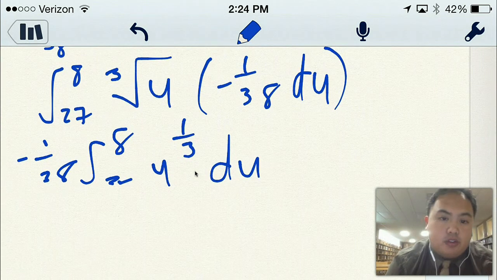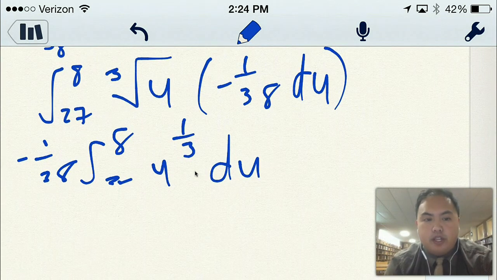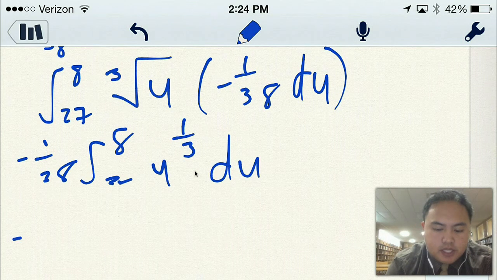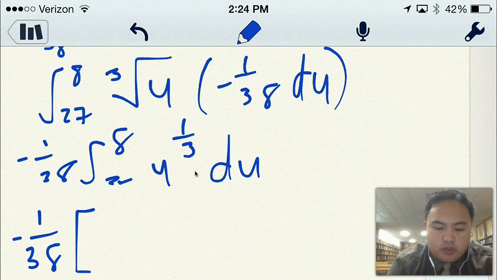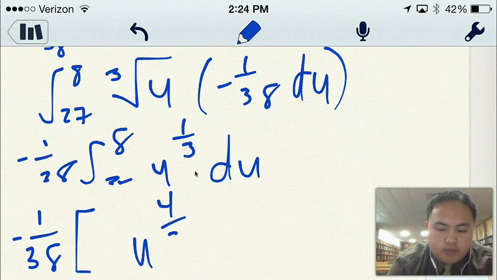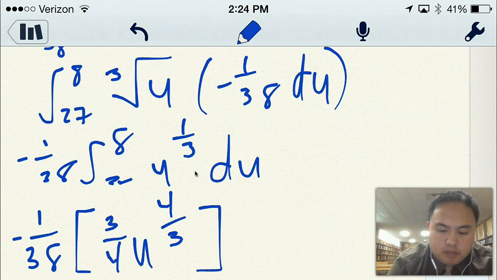Now I'm going to take the antiderivative of u to the 1/3. Again, I'm going to add 1 and divide by it. This thing on the outside, this negative 1 over 38, I'm going to leave on the outside. When I add 1, this becomes u to the 4/3. And when I divide by 4/3, this becomes 3/4. And again, my bounds are 27 and 8.